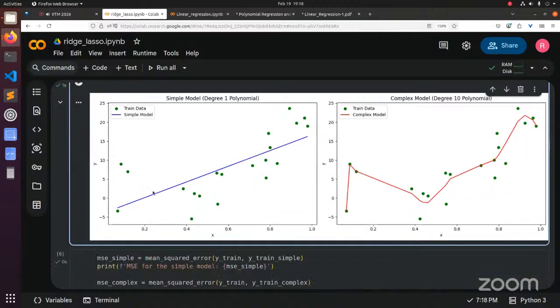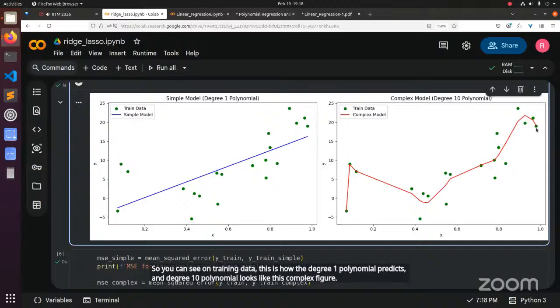So you can see on training data, this is how the degree 1 polynomial predicts, and the degree 10 polynomial looks like this complex figure. Everyone is with me? Yes, sir.